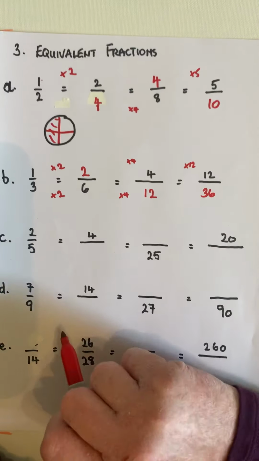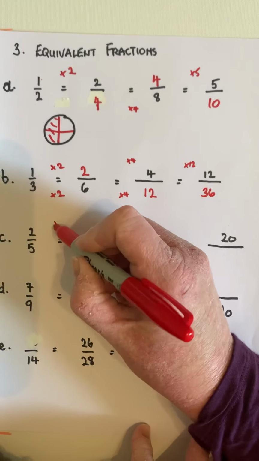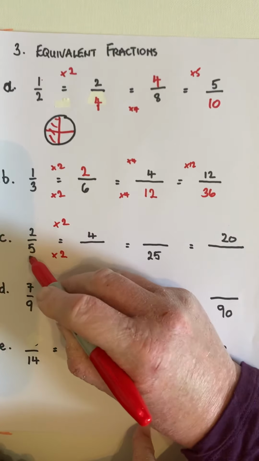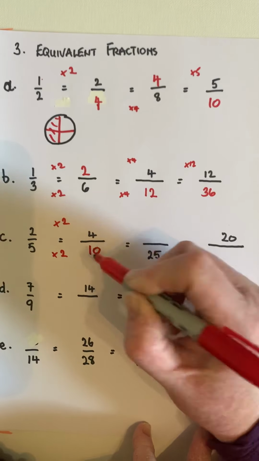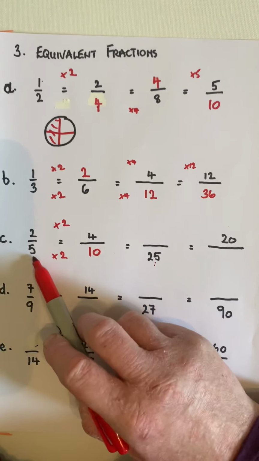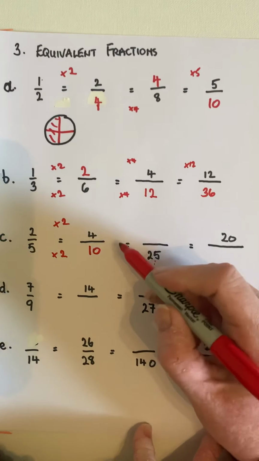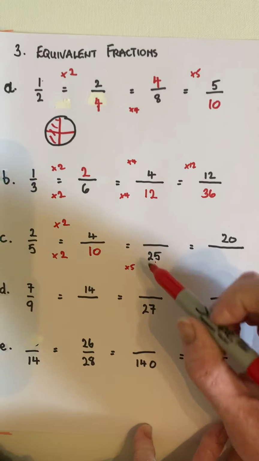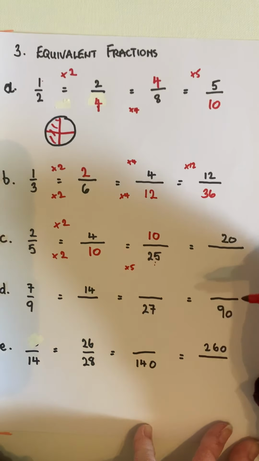2 to 4. How do I get from 2 to 4? I multiply by 2. What I do to the top, I do to the bottom. 5 times 2 is 10. This time I'm working with 25ths. How do I get from 5 to 25? Well, I multiply by 5. So 2 times 5 is 10.